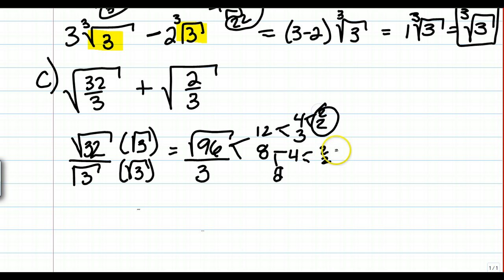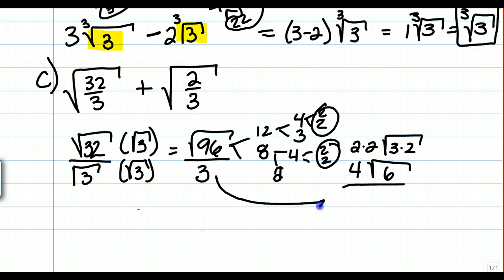So you have a buddy here, a buddy here. And so we're going to have 2 times 2 on the outside. And then on the inside we have a 3 and we have a 2. So we have 3 times 2. So this is going to be 4, 2 times 2, and 3 times 2 is 6. And our denominator was 3. 4 and 3 do not reduce, so this is our answer.